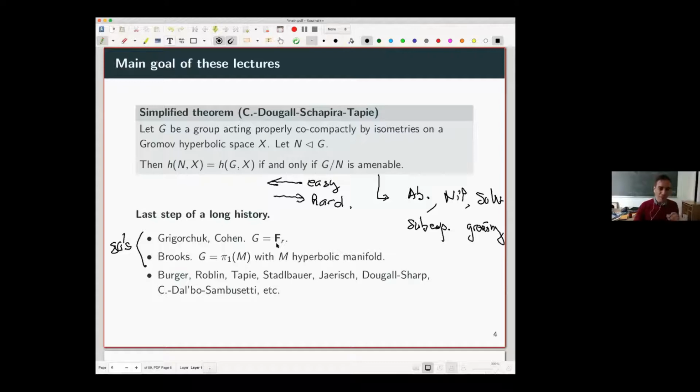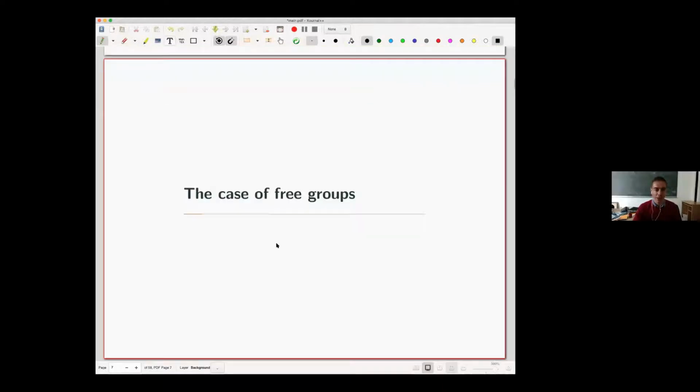We will start with the free group, and I will explain how the hard direction goes in the free group. I don't want to do the easy one because we will see a much nicer approach to cover the easy direction in a very dual situation later. Any questions so far before I start the case of free groups?